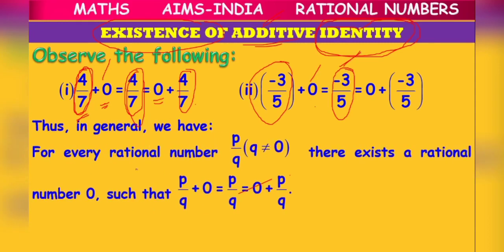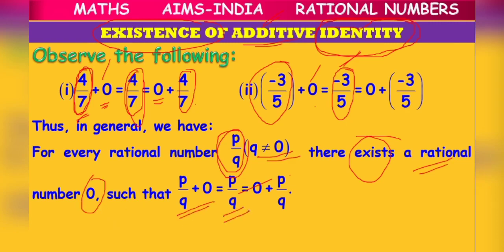Means, here, if we have a rational number P by Q, where Q is not equal to 0, there exists a rational number 0 such that if we add 0 to P by Q, the result will be P by Q only. Or for 0, if P by Q is added, the result will be P by Q only. So it cannot change its identity. It won't change its identity.